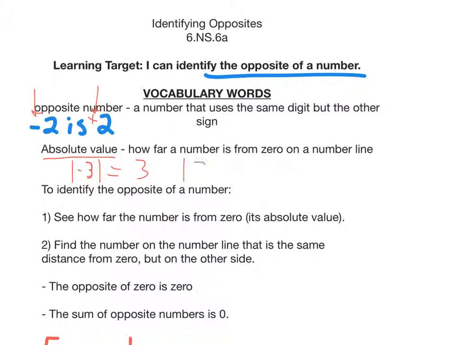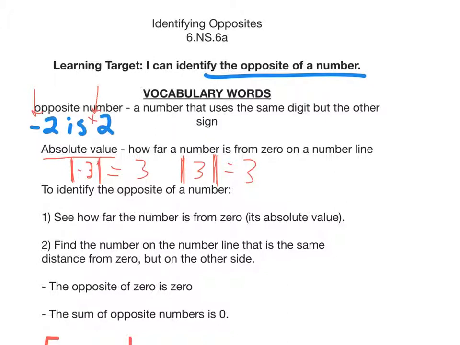The absolute value of 3, how far is 3 from 0? It's 3 spaces. So absolute value is always positive. Okay? Because we're talking about a distance from 0, and distance is always positive. Okay? So that's enough about absolute value. I just got to make sure that you understand that that's what these symbols mean, and that absolute value means how far, or the distance from 0 on a number line.